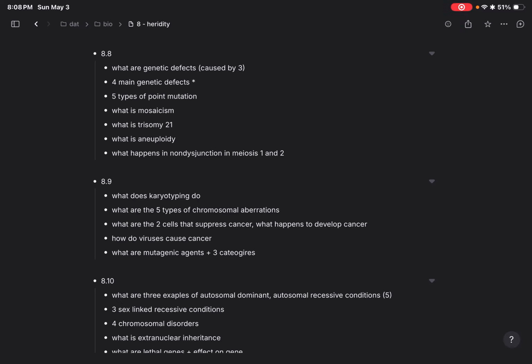Transition is when you switch a purine to another purine. So it's like if you go from A to G, while transversion is when you switch from purine to pyrimidine. So you go from adenine to thymine.